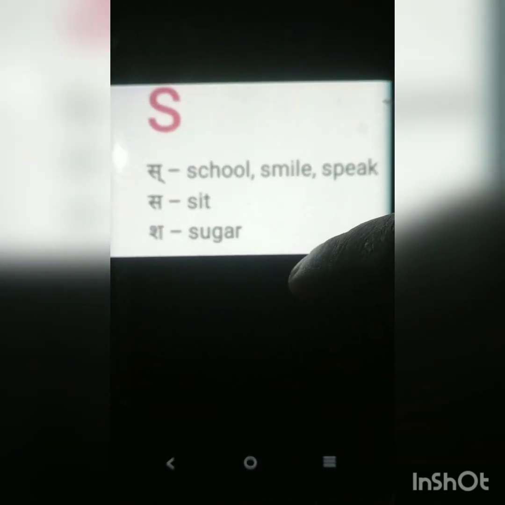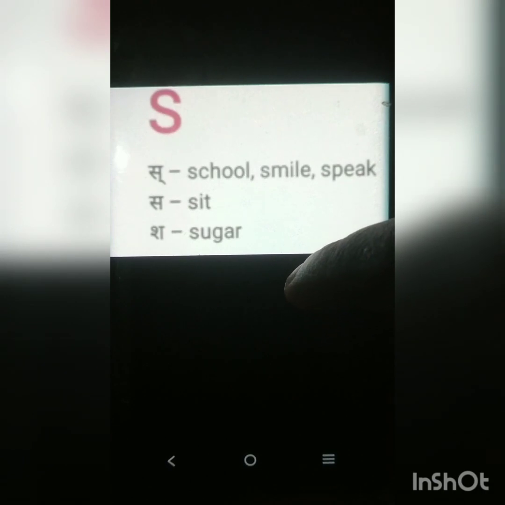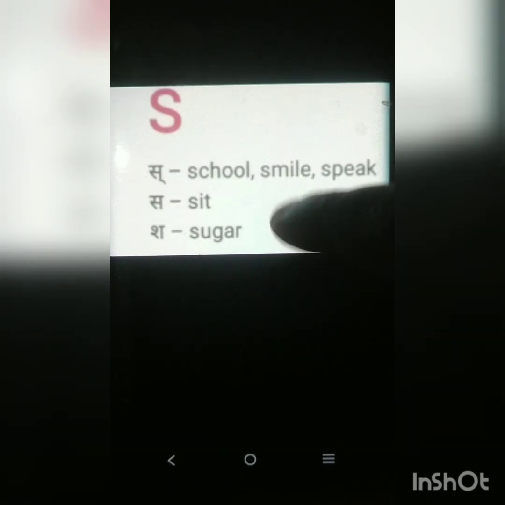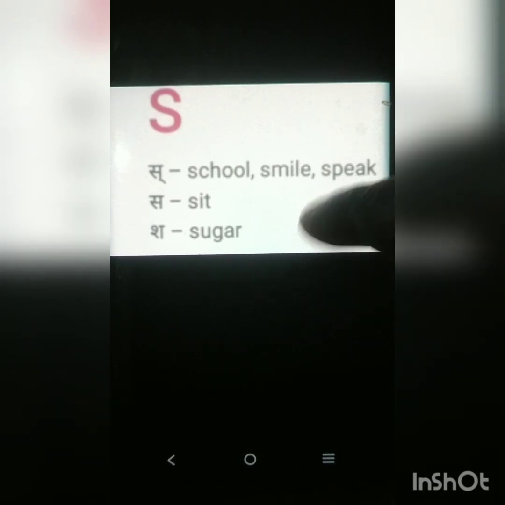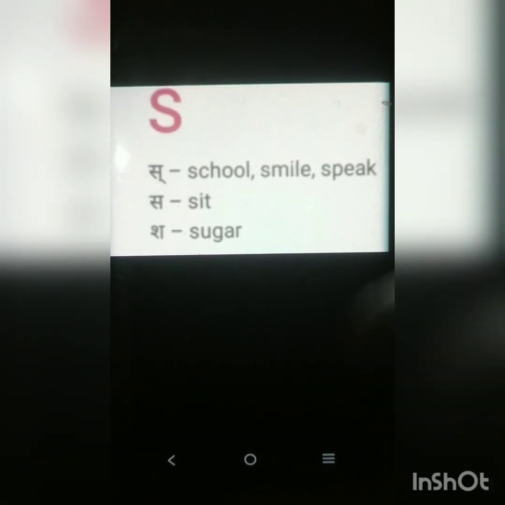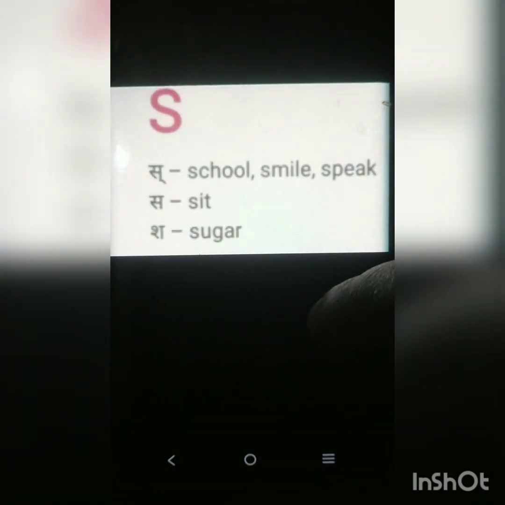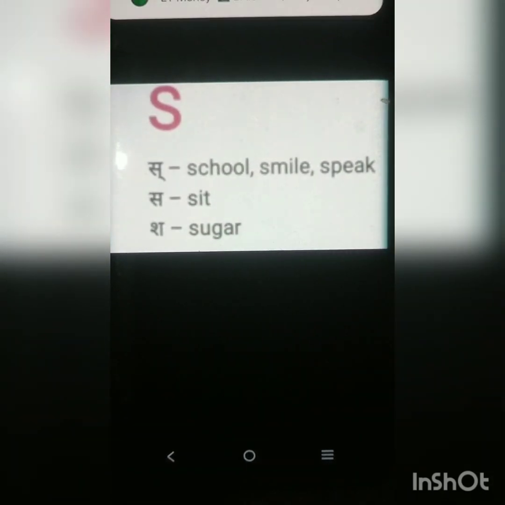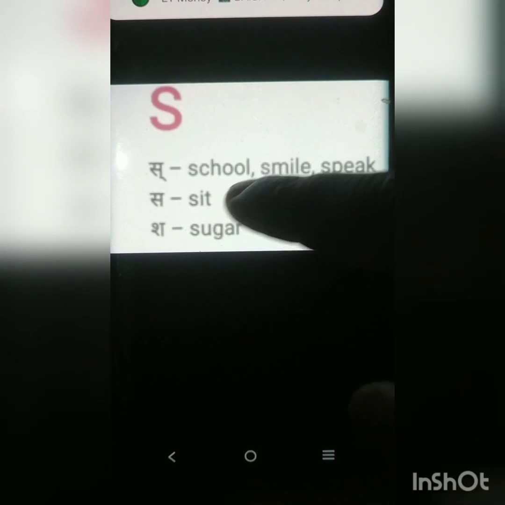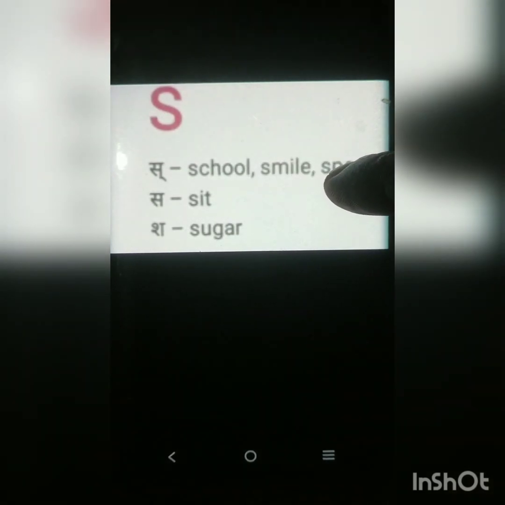So next letter is S. S has 3 types of sounds. Okay. 3 types of sound: S, Z, and SH. Tell with me. School. School, school. Then smile. S-M-I-L-E, smile. S-P-E-A-K, speak. That is the S sound. So you see, school, smile, speak: the S sound is there.